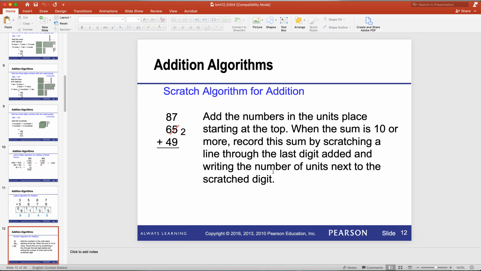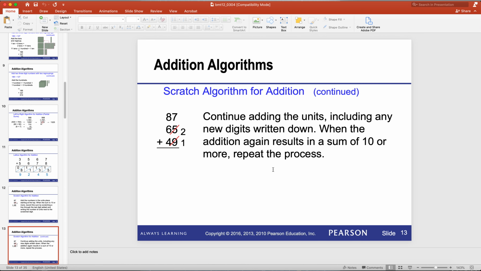A scratch algorithm would be add the number in the ones place, starting at the top, and when the sum is 10 or more, you record that by scratching and putting the remainder there. So 7 plus 5 is 12. So that scratch mark is reminding me that I have a 10 and I'm putting a 2 there. And I would do 2 plus 9 and I would work from there. And I would say, well, 2 plus 9 is 11. So I'm scratching 9 and putting the 1.